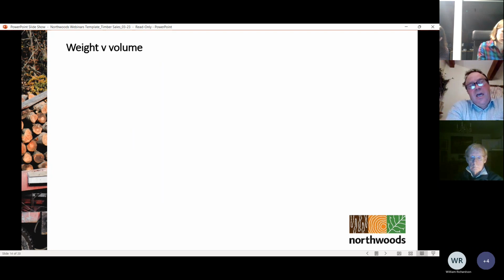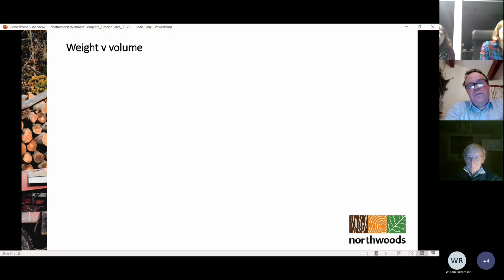The UK still operates primarily its timber sales on weight. So what that means is when your timber is felled, it's stacked at roadside, loaded onto a lorry, and the lorry will either weigh itself en route at a public weighbridge, or it will be weighed in at the purchaser's site, and you will be paid in pounds per tonne on the weighbridge.